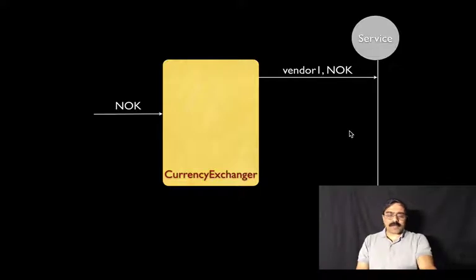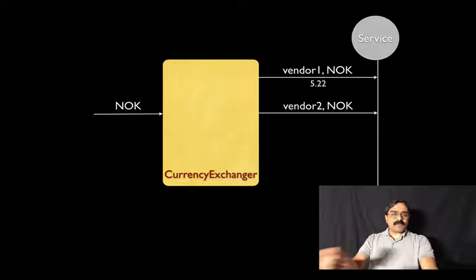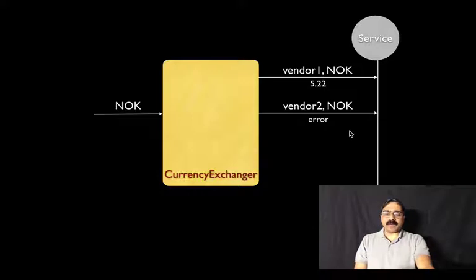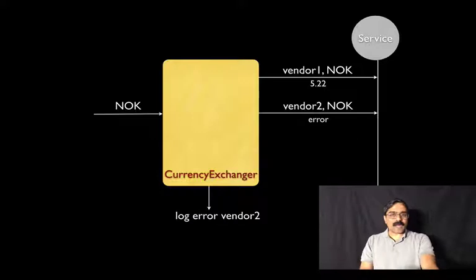Well, imagine, for example, the vendor says, I'll give you 5.22 kronos. Hey, that's great. Now, I want to check with the second vendor. Hey, vendor 2, what can you give? Well, unfortunately, we ran into an error and vendor 2 doesn't really get through. We want to know something really went wrong, so we're going to log the error so that an administrator can look at this. If over a period of time there have been errors being reported for vendor 2, they can try to investigate and fix it.